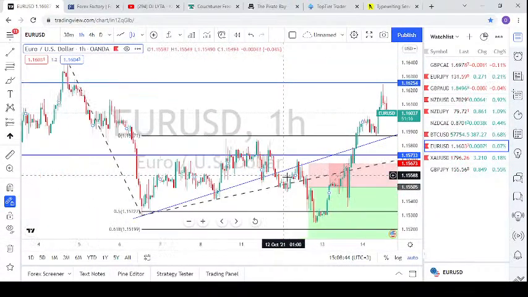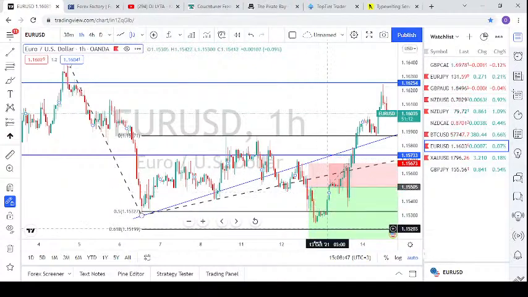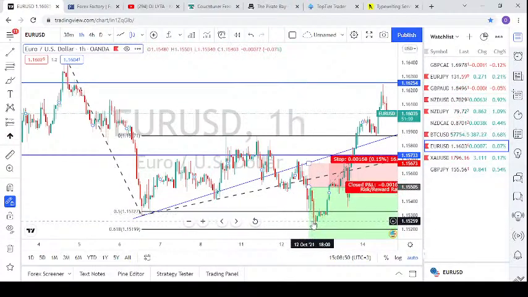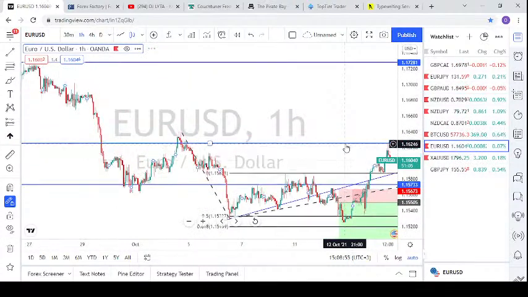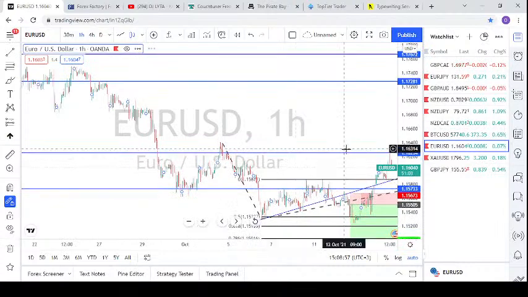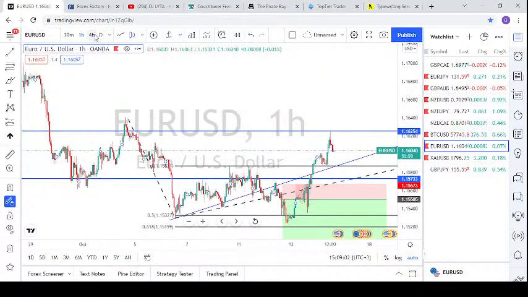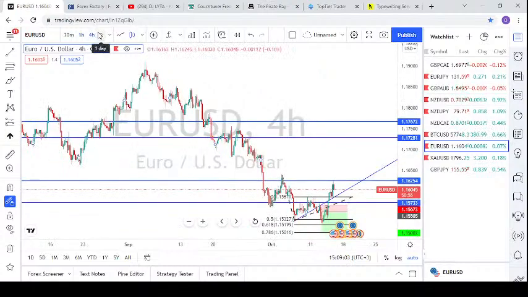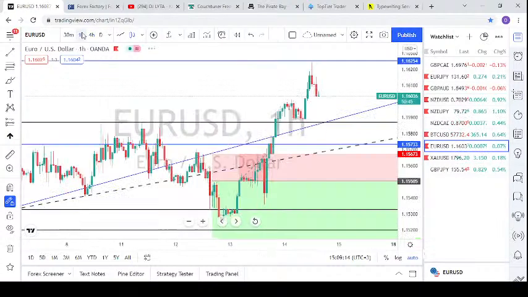We saw an exhaustion or continuation. We entered right here, somewhere here. We experienced just a few pips in profit, and then price suddenly changed direction and went back to the previous resistance point where it's currently at. So we're just waiting on proper analysis or proper confirmation on the Euro USD for the continuation.